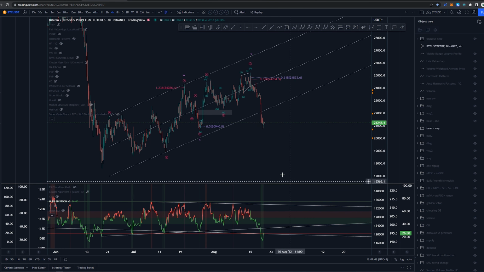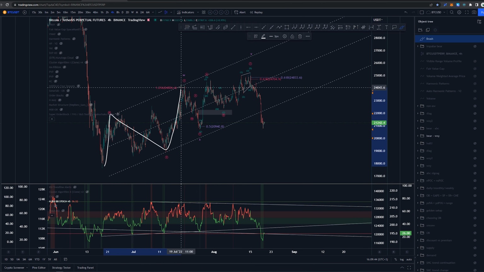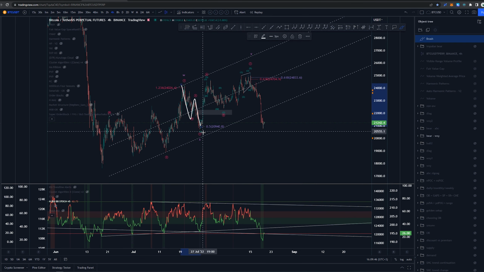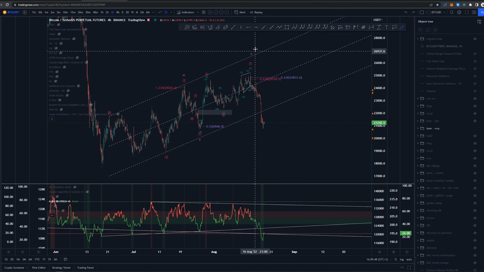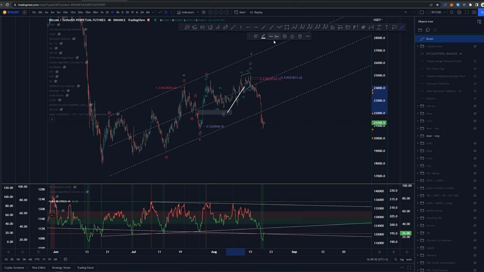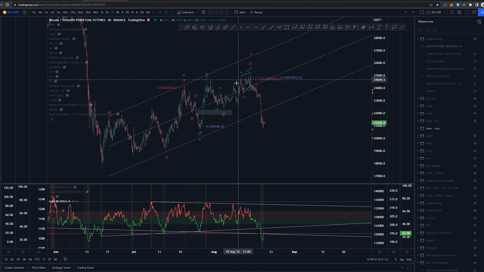Then we had this count in which we had a WXY, into W here, 3 waves into X, and then A, B, and C into wave Y. This last leg is a bit wonky. We could fit some kind of ending diagonal here. Not worrying about it too much at the moment.